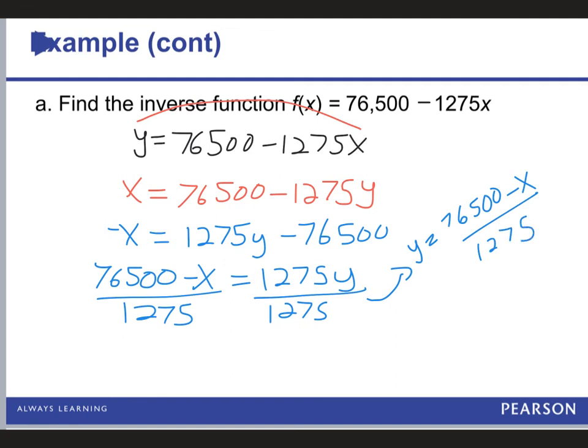But again, step 4 is we don't want to leave it with a y. We want to go back to the inverse. So it was f of x. Now we're going to talk about f inverse of x. And so this is the final answer, 76,500 minus x divided by 1,275. So this new function is the function where if I input the amount of money that I have left into x, then what's going to come out, f inverse of x, the answer is going to be how many payments I still have left to make, which you might be wondering.